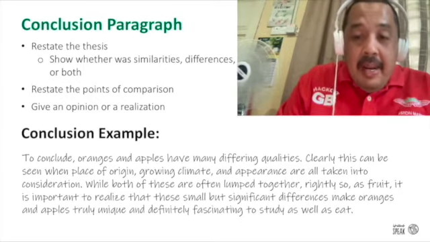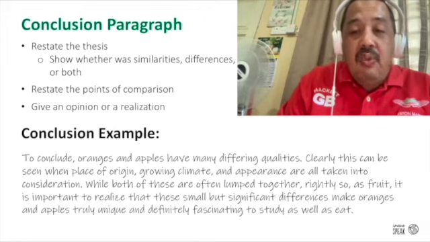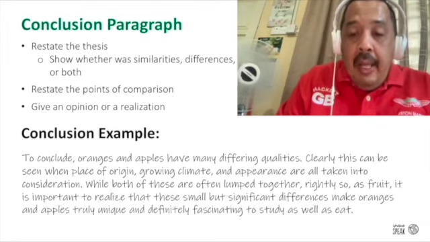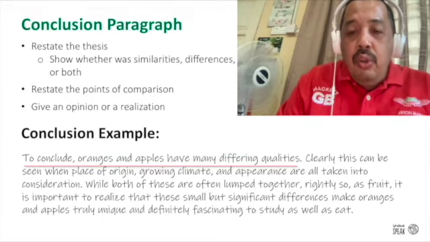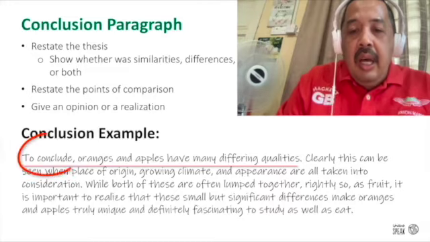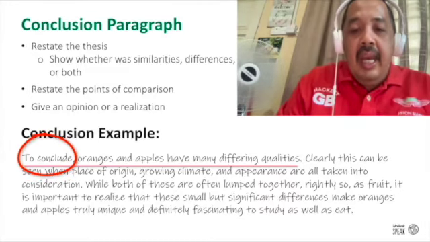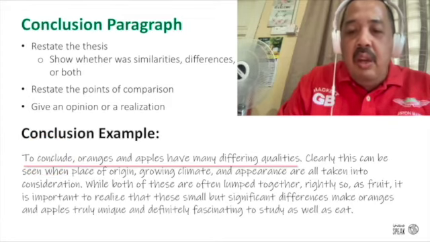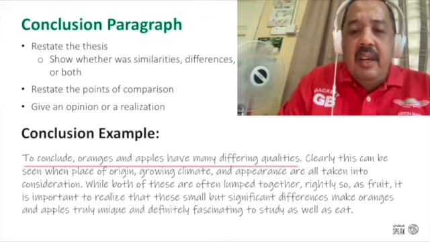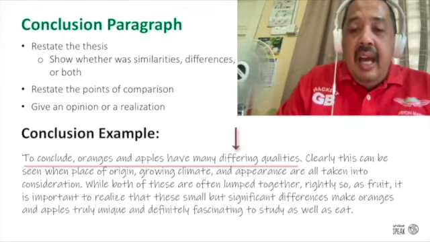So remember, I said the first thing you need is to restate your thesis. Well, I did that here, and I made sure to use the transition to conclude, to signal to our reader, hey, this essay is finishing. It flows really smoothly. And I said oranges and apples have many differing qualities. I just used a little bit of different language here, just to remind the reader that I was talking about differences.